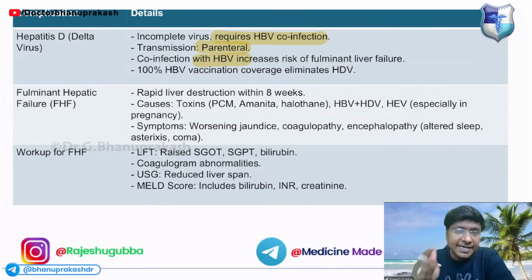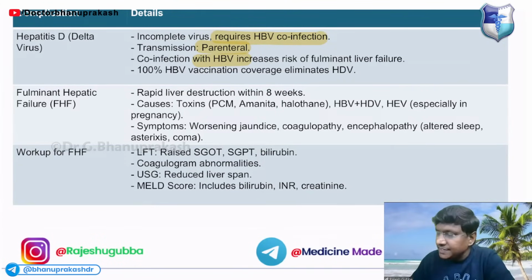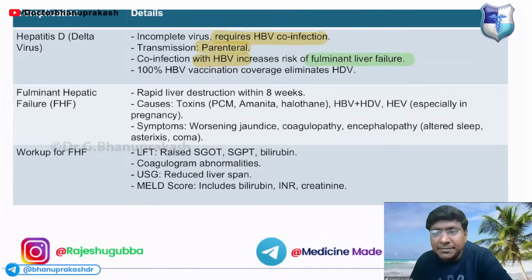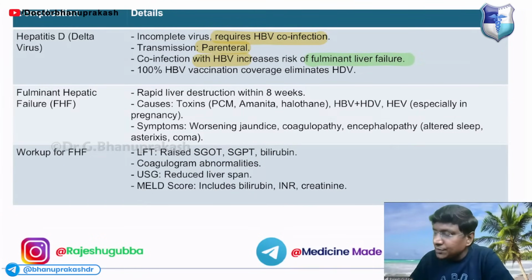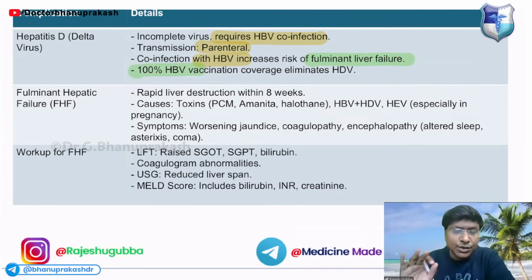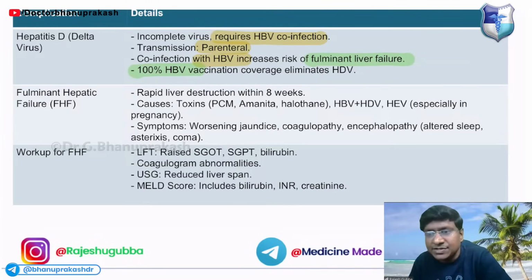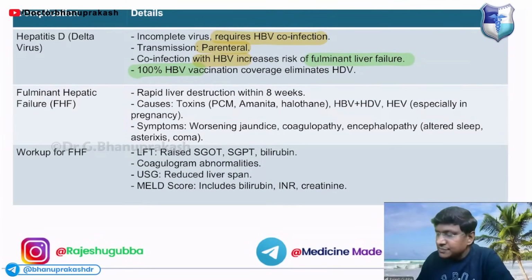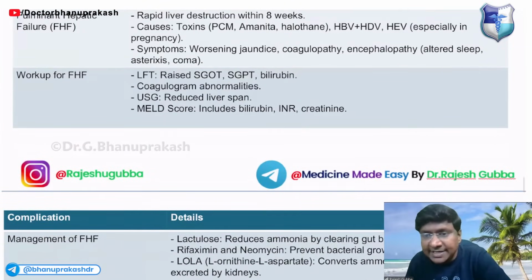Now whenever there is HBV co-infection, there is an increased chance of fulminant liver failure. If you want to eliminate hepatitis D, what you need to do is vaccinate. You give 100% hepatitis B vaccination, and that will eliminate hepatitis D. So that was the story of hepatitis D, which is called Delta virus.